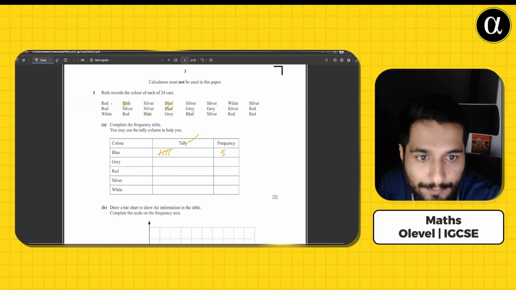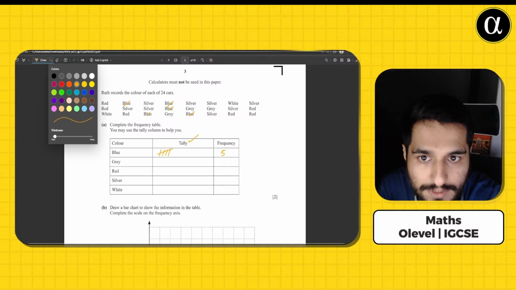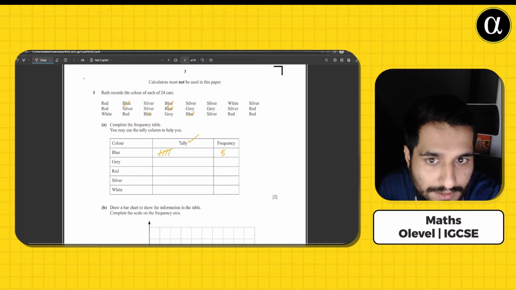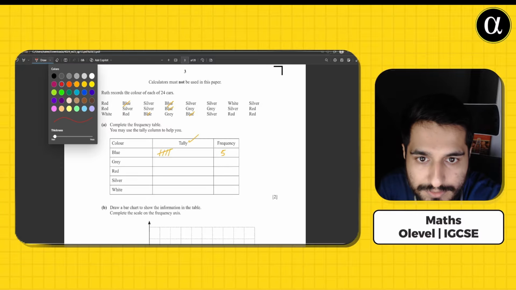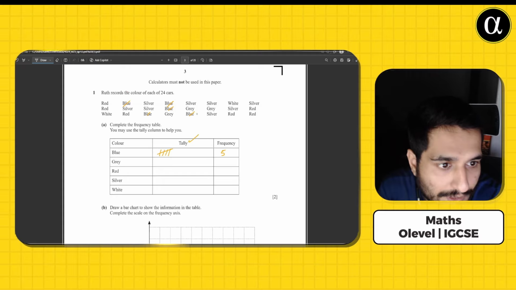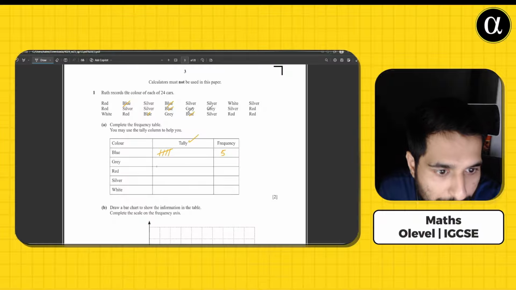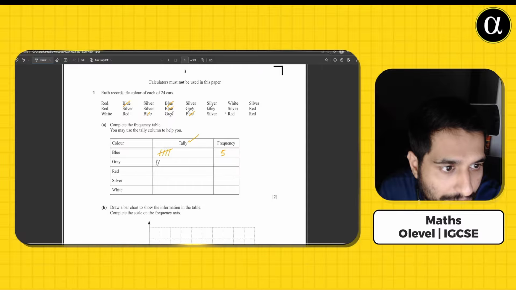All right, now gray, let's see gray. How many grays do we have? For gray, let's use a different color. Let's just use a gray color maybe. So for gray we have, where do we go? It's 1, 2, and then we have 3. That's about it. So we write the frequency 3.